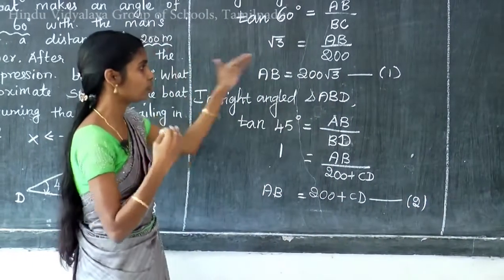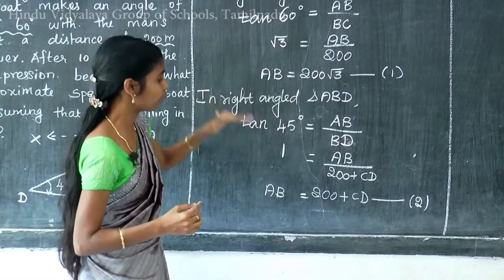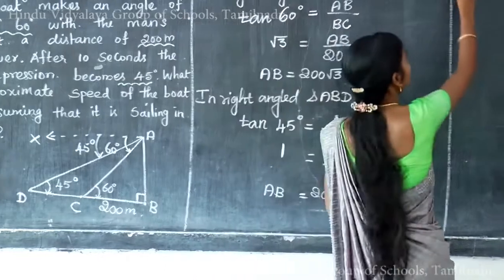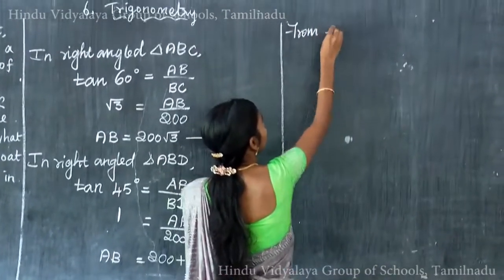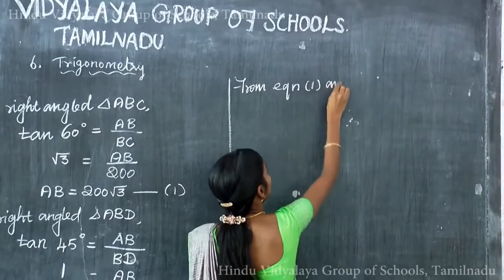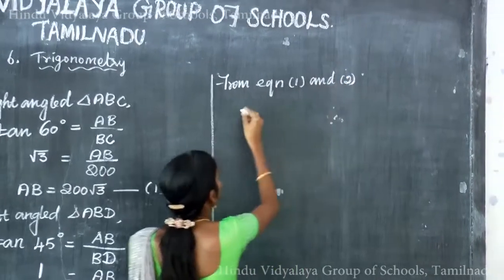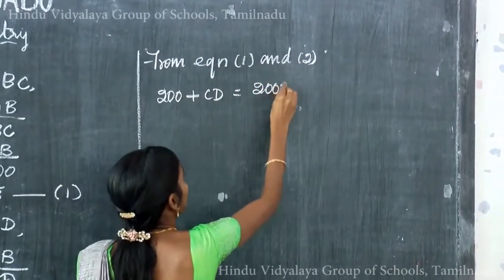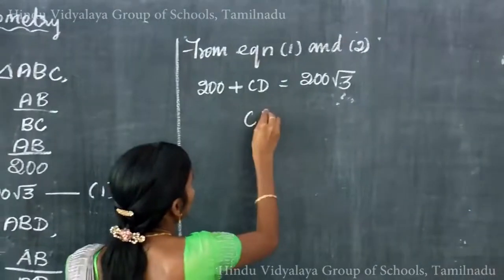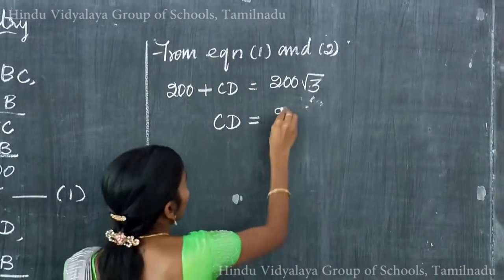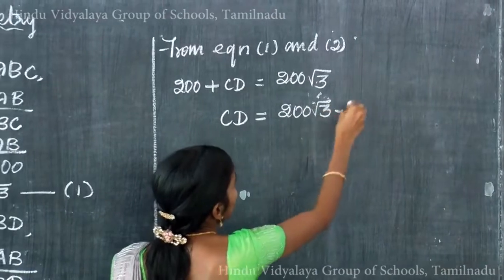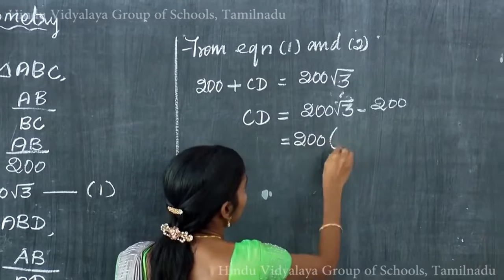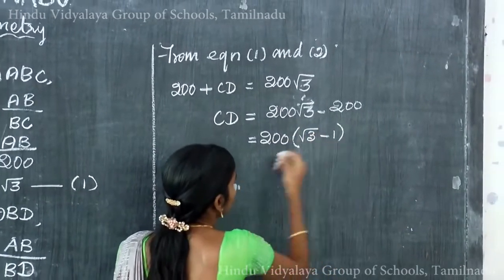Now compare equation 1 and 2. In equation 1 and 2, the left hand sides are equal, so equating the right hand side, we get from equation 1 and 2, 200 plus CD is equal to 200 root 3. That is, CD is equal to 200 root 3 minus 200. Here 200 is common, take it outside. So 200 into root 3 minus 1.